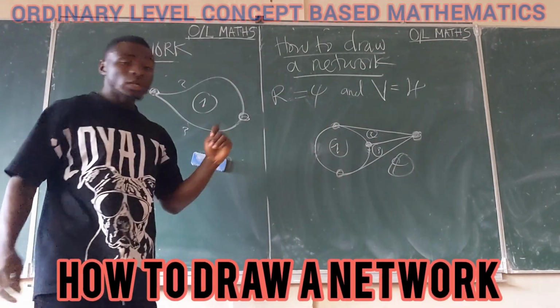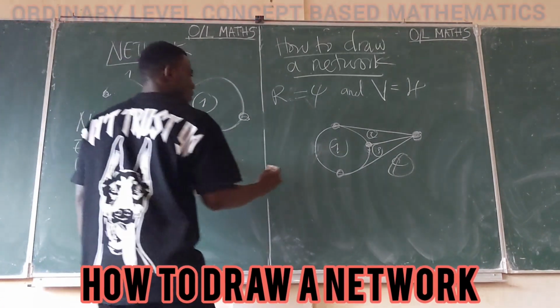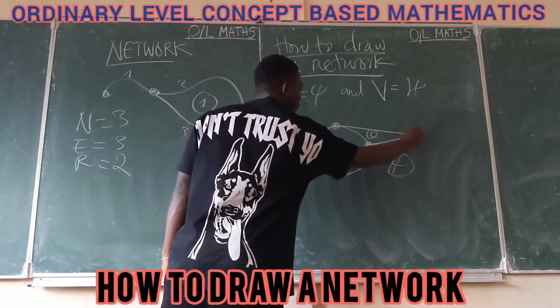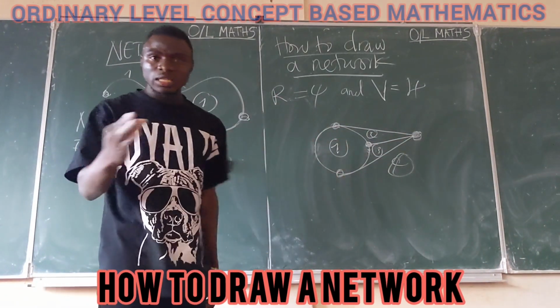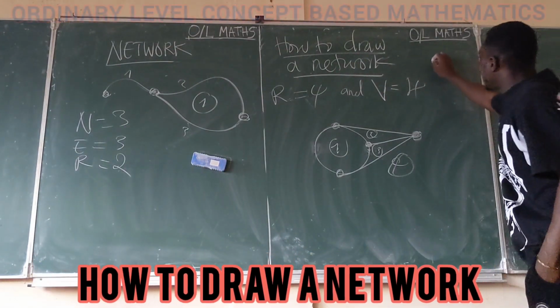And from drawing this network, we can ask you a question. How many arcs does this network have? We have 1, 2, 3, 4, 5, and 6. Another person may draw something different from this, but at the end of the day, this is one another person will draw. Another person may draw something like this.